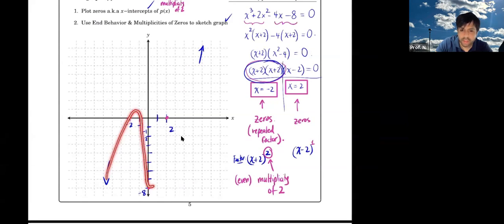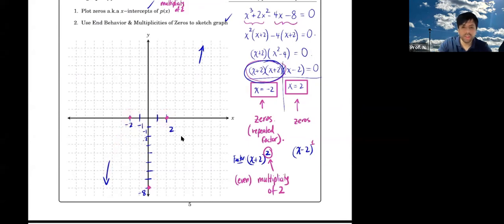But what's the problem with that? Do I have another zero? I only have 2 zeros. These are the only 2 points based upon what we just figured out. So it's impossible for me to go through it and then come back down through this so that it goes through this point here. Why is it impossible? Because I only have 2 of them.